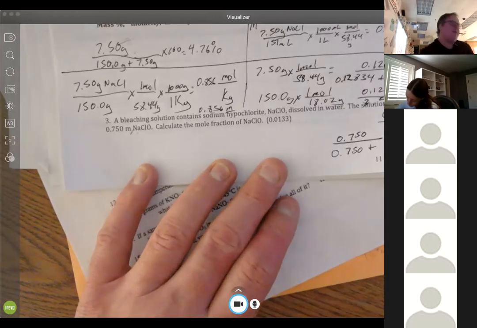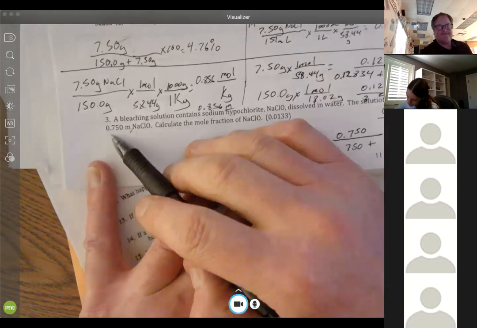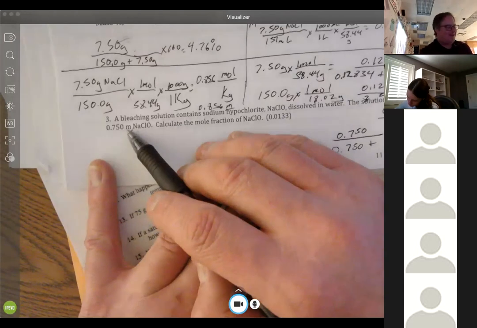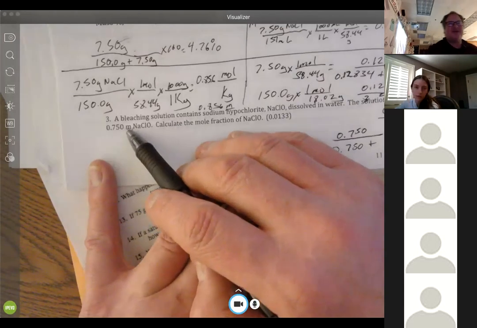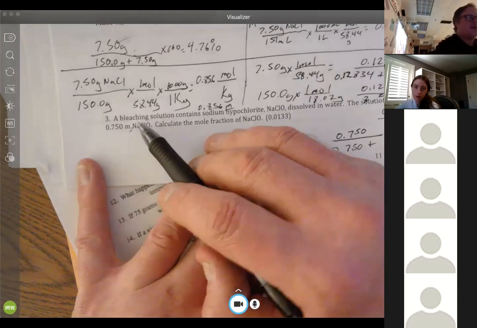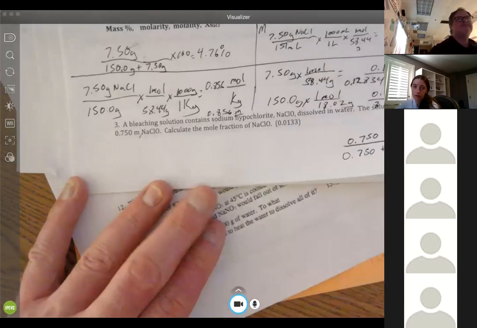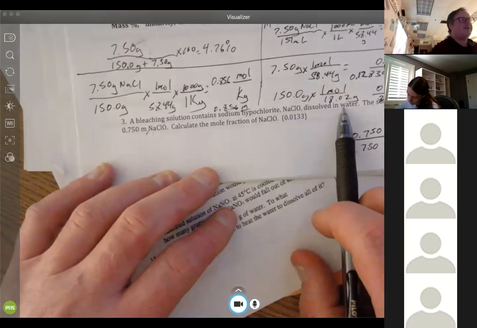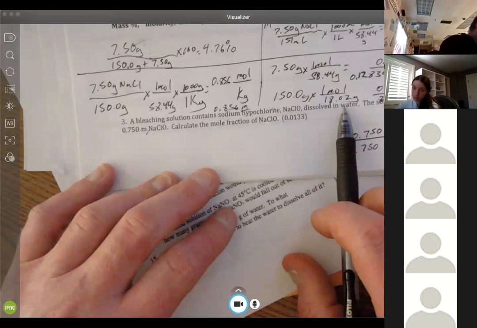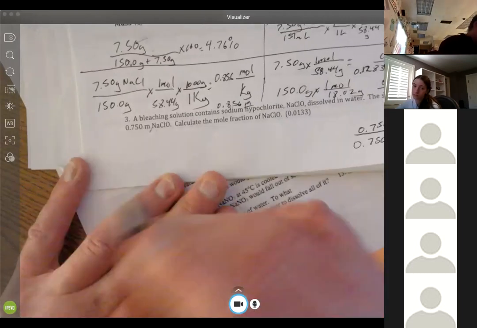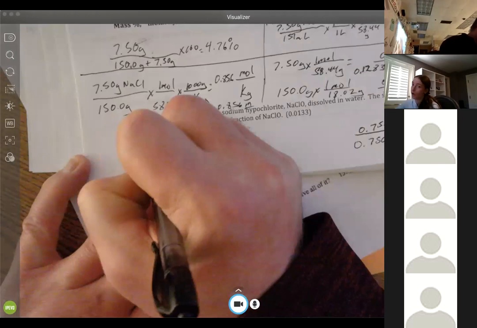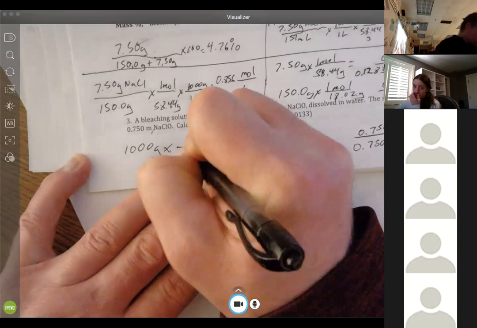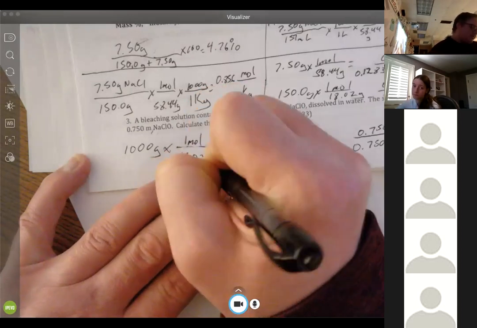Because this is 0.750 moles per what? 1,000 grams of solvent. Yeah, it's per kilogram of solvent, which in your head you've already converted to 1,000 grams. So what is the solvent? Water. So if we know we have 1,000 grams of water, can we get the moles of water? Divide by the molar mass. What's the molar mass of water? 18.02. There we go. 1,000 divided by 18.02.